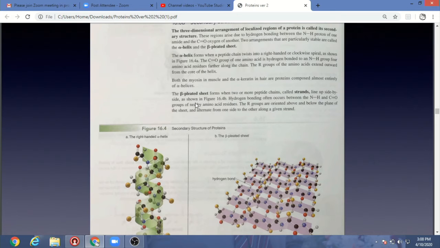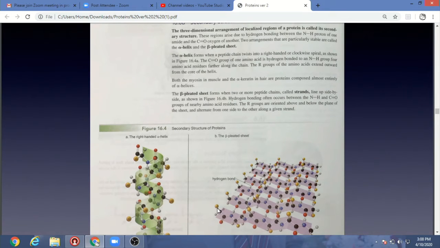They form this pleated sheet, and it's also, again, due to hydrogen bonding that is occurring between the, you guessed it, nitrogen and hydrogen of one amino acid and the carbon double bonded to an oxygen of another amino acid residue. All right, and then the R groups in this case are oriented above and below the plane of the sheet. If you look at this sheet, you'll see the R groups in yellow. This is not sulfur, by the way. They're just using yellow as the color, which they shouldn't have done, because yellow is usually sulfur.